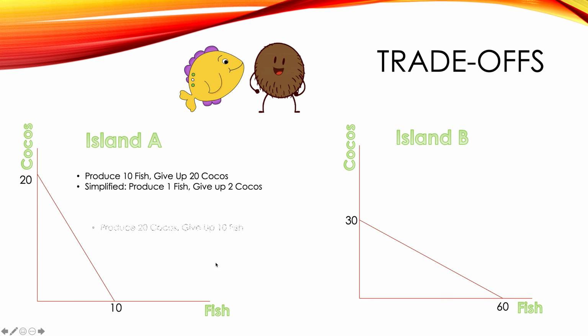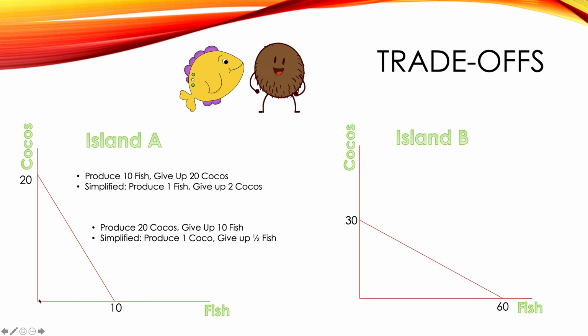Now, we can also do it the opposite way, right? We can say if Island A wants to produce 20 coconuts, they can do that, but they're going to give up the ability to produce any fish as a result. So if they produce 20 coconuts, they're giving up 10 fish. Simplify this again. How much fish do they give up to produce 1 coconut? Well, to produce 1 coconut, they're giving up half a unit of fish, right? We're just simplifying ratios here. 20 divided by 20 is 1. 10 divided by 20 is 1/2. So every time they produce 1 coconut, they're giving up half a unit of fish.